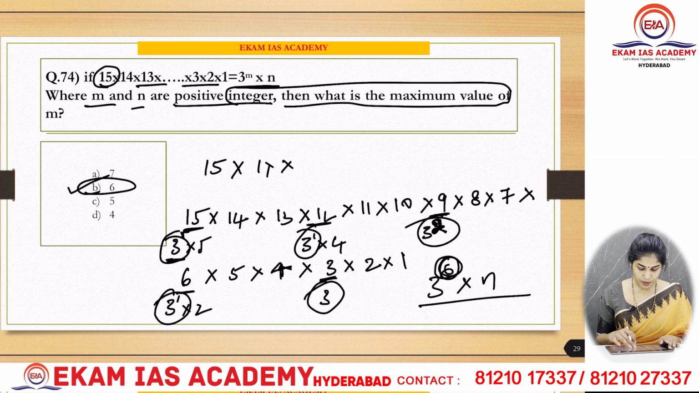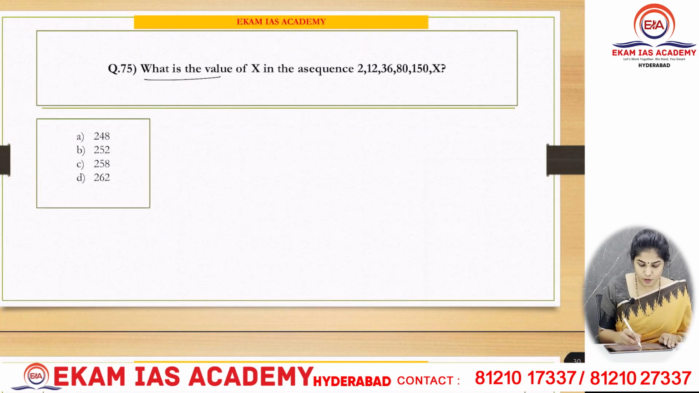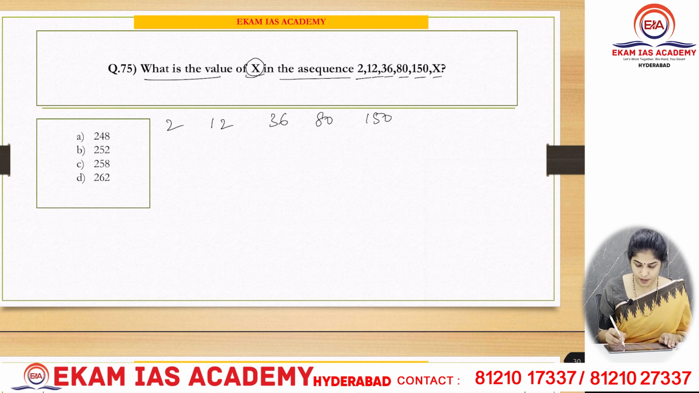Okay. Next question. What is the value of x in the sequence 2, 12, 36, 80, 150 and x? Let me write this. You have to find the value of x, right? Just take the differences. It is 10. And here the difference is 24. And here the difference is 44. And here the difference is 70, right?